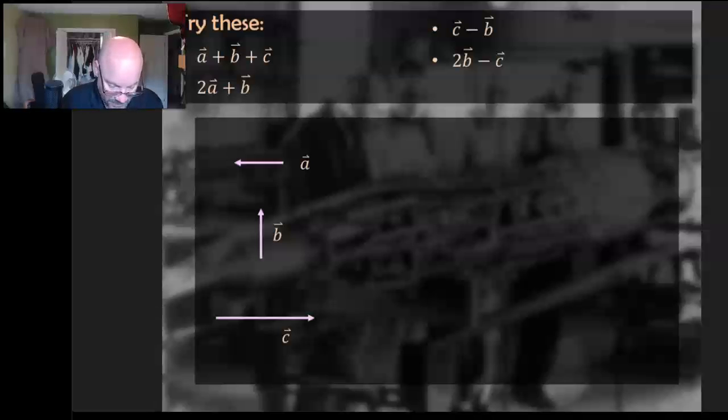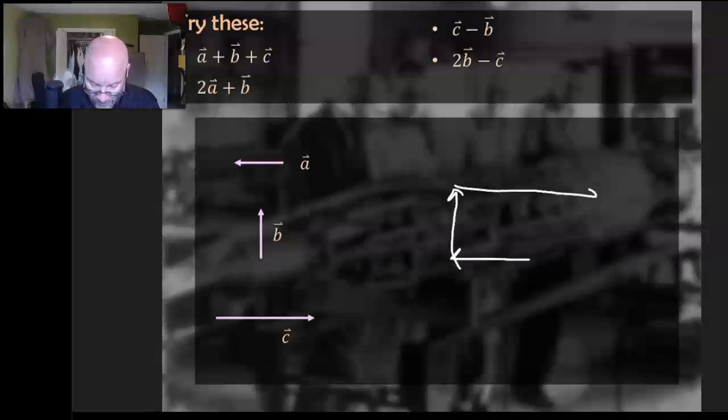So I've got A plus B plus C. And so what I'm going to do is go in the direction of A, as if I walked that path. Then I'm going to walk the path of B, which is just straight up. And then I'm going to walk C, which is over here like this. Okay, so the result of A plus B plus C is this guy right here. And we might, for example, call that R for the resultant vector.